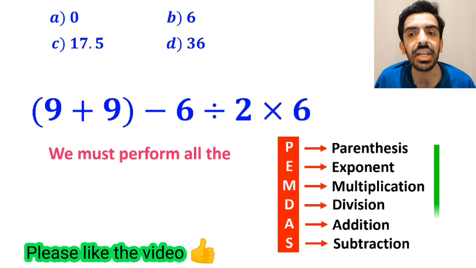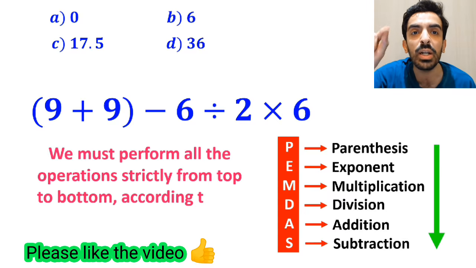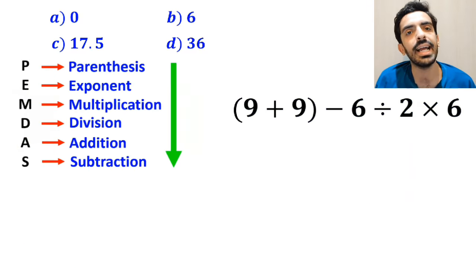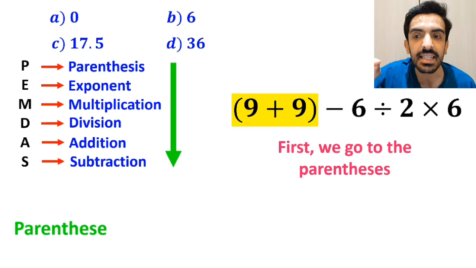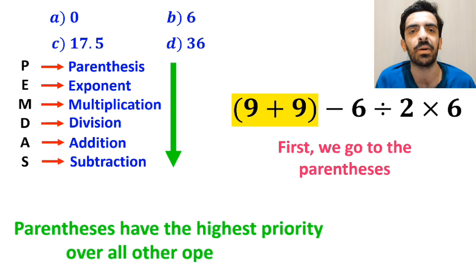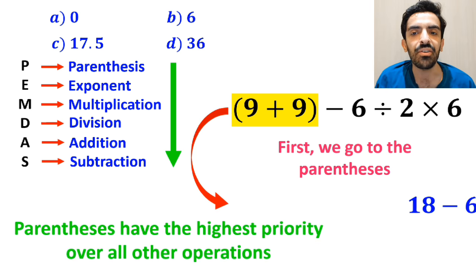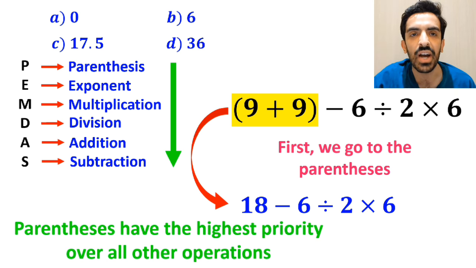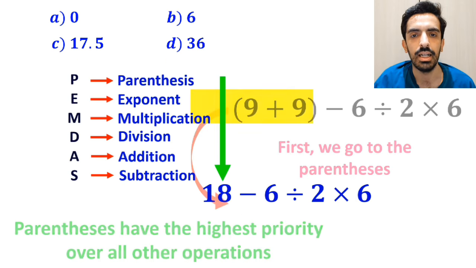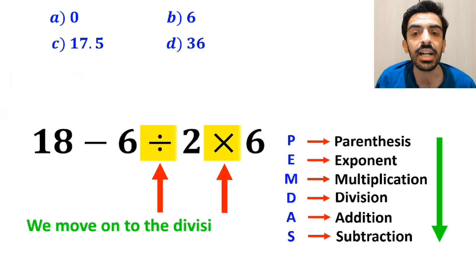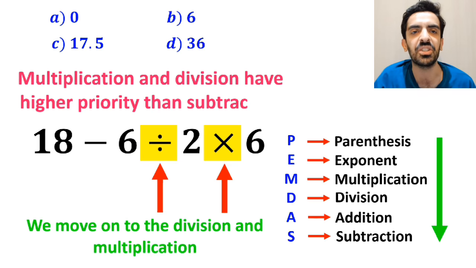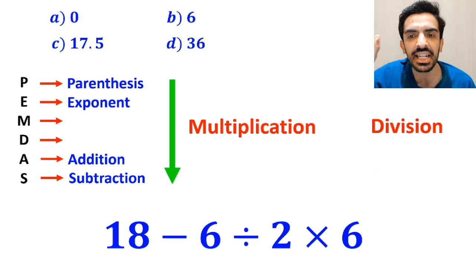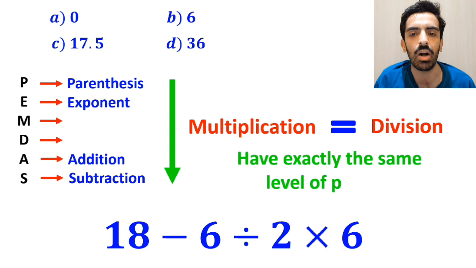We must perform all the operations strictly from top to bottom according to the PEMDAS rule. Okay, first we go to the parentheses, because according to the PEMDAS rule, parentheses have the highest priority over all other operations. So, we can write this expression as 18 minus 6 divided by 2 then times 6. In the next step, we move on to the division and multiplication, because multiplication and division have higher priority than subtraction. However, it's very important to note that multiplication and division have exactly the same level of priority.